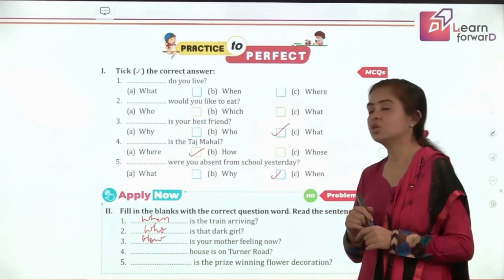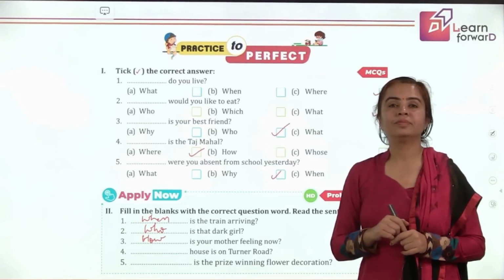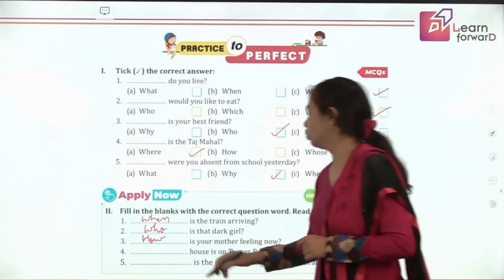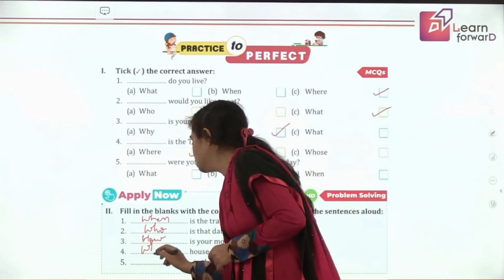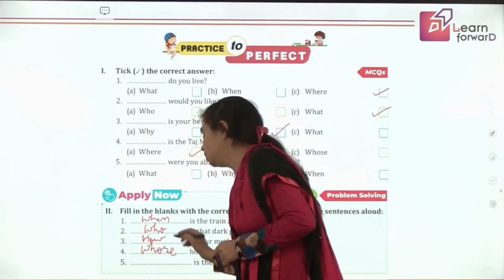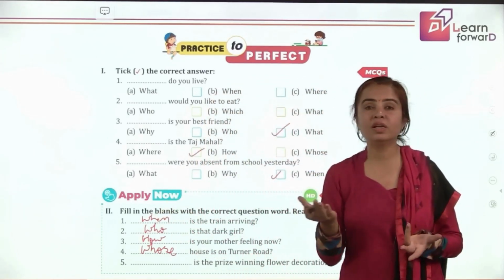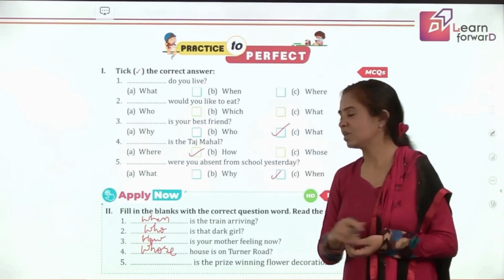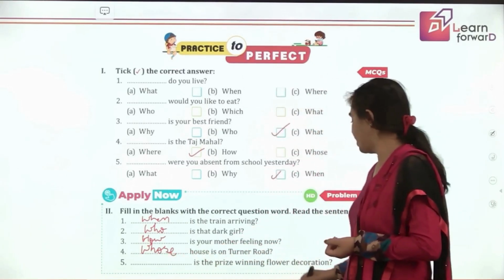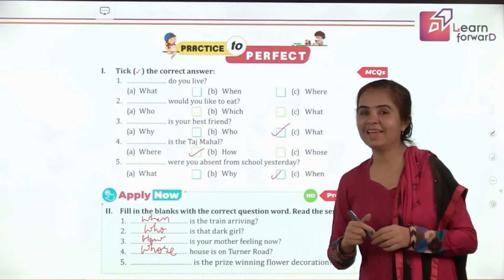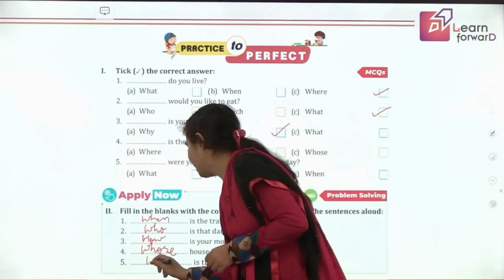Dash house is on Turner Road. Which house? Whose house? It will be whose house is on Turner Road, because we know there is a house and we want to know who lives there. So it will be whose house. Dash is the prize-winning flower decoration. When is the prize-winning flower decoration?